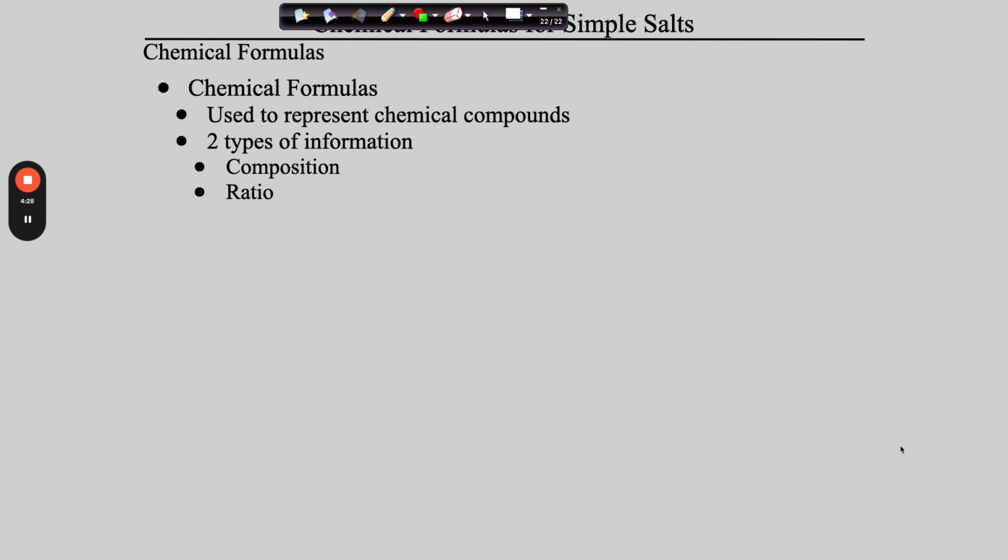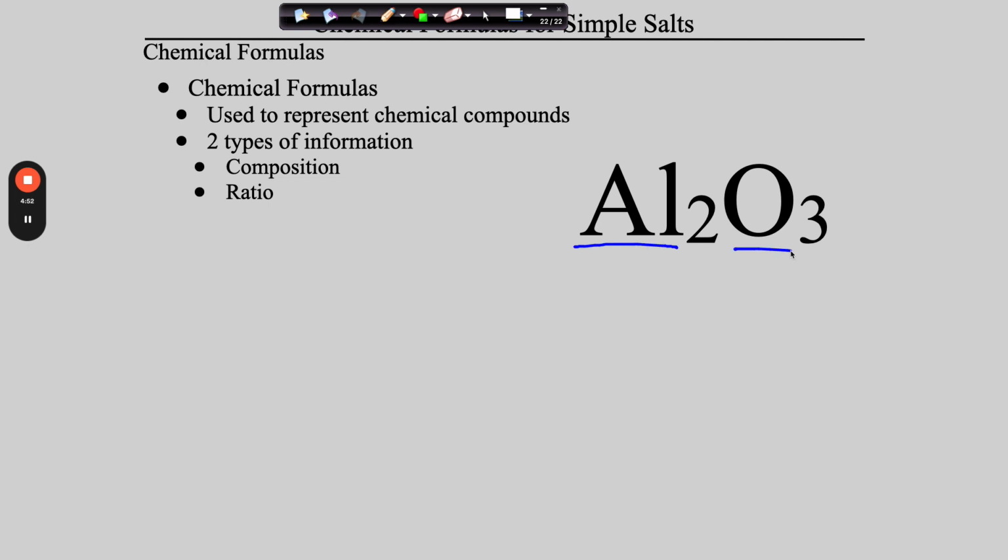So let me show you some examples. You don't need to write these down, but let's talk. This is actually the chemical formula for sapphire. This is 2 aluminums bonded to 3 oxygens, and this is sapphire. So what do we know about sapphire? As we just said, this is aluminum bonded to oxygen, but we know that it's 2 aluminums bonded to 3 oxygens. And now we know some things about sapphire.